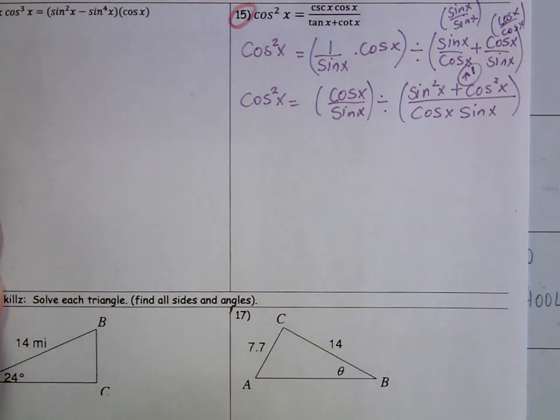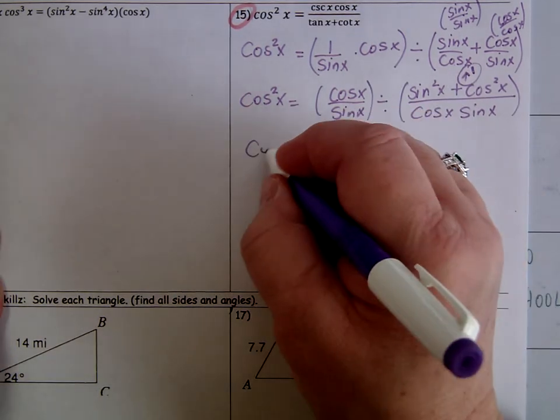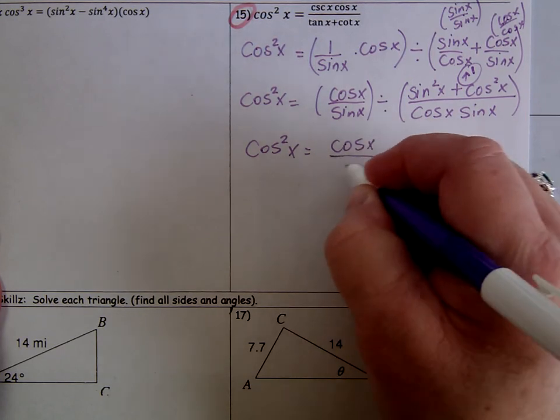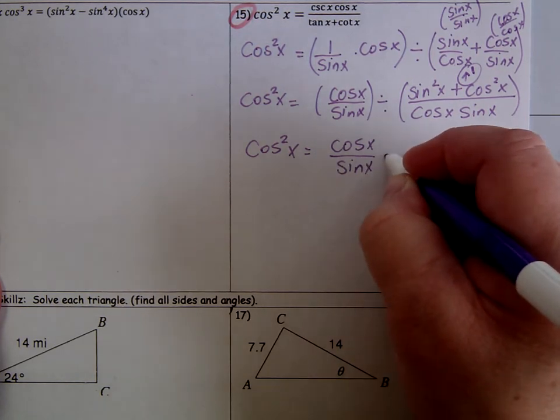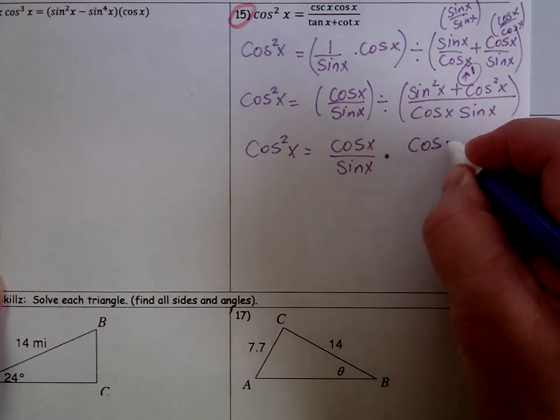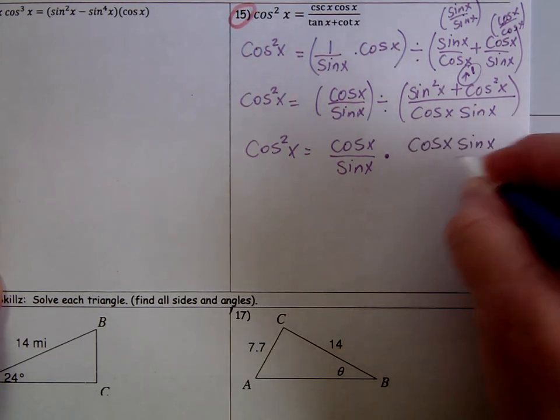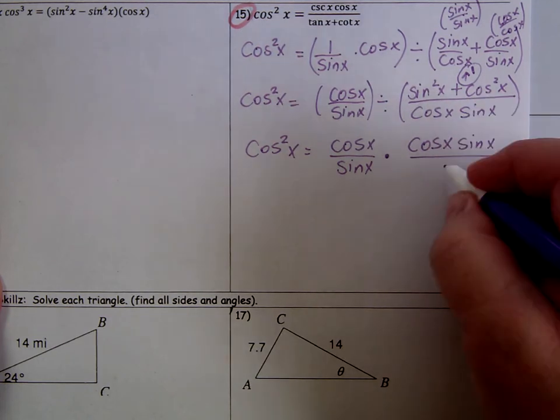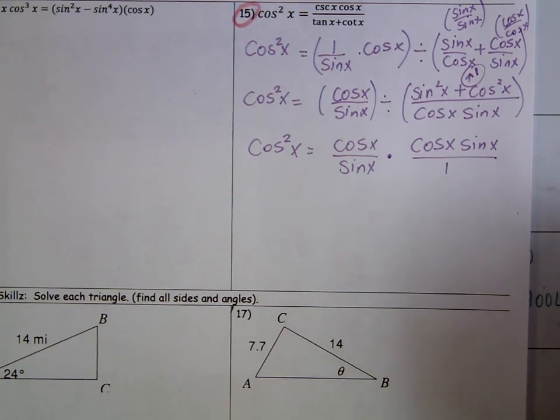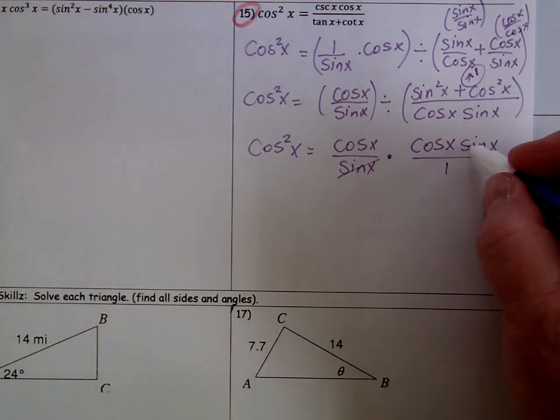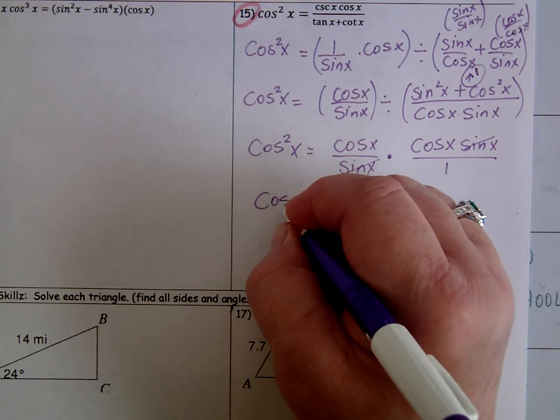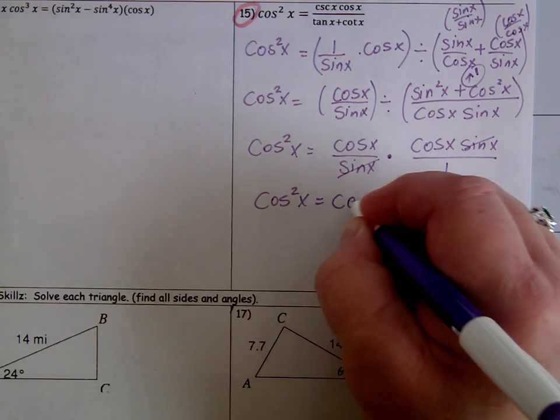Let's do our keep change flip. Cosine squared x equals cosine of x over sine of x times, flip it, cosine of x, sine of x becomes my numerator. On the bottom, remember this became 1. And so here's where I'm at now. So sines cancel, bottom and top. Cosine times cosine is cosine squared, and I just verified that identity.